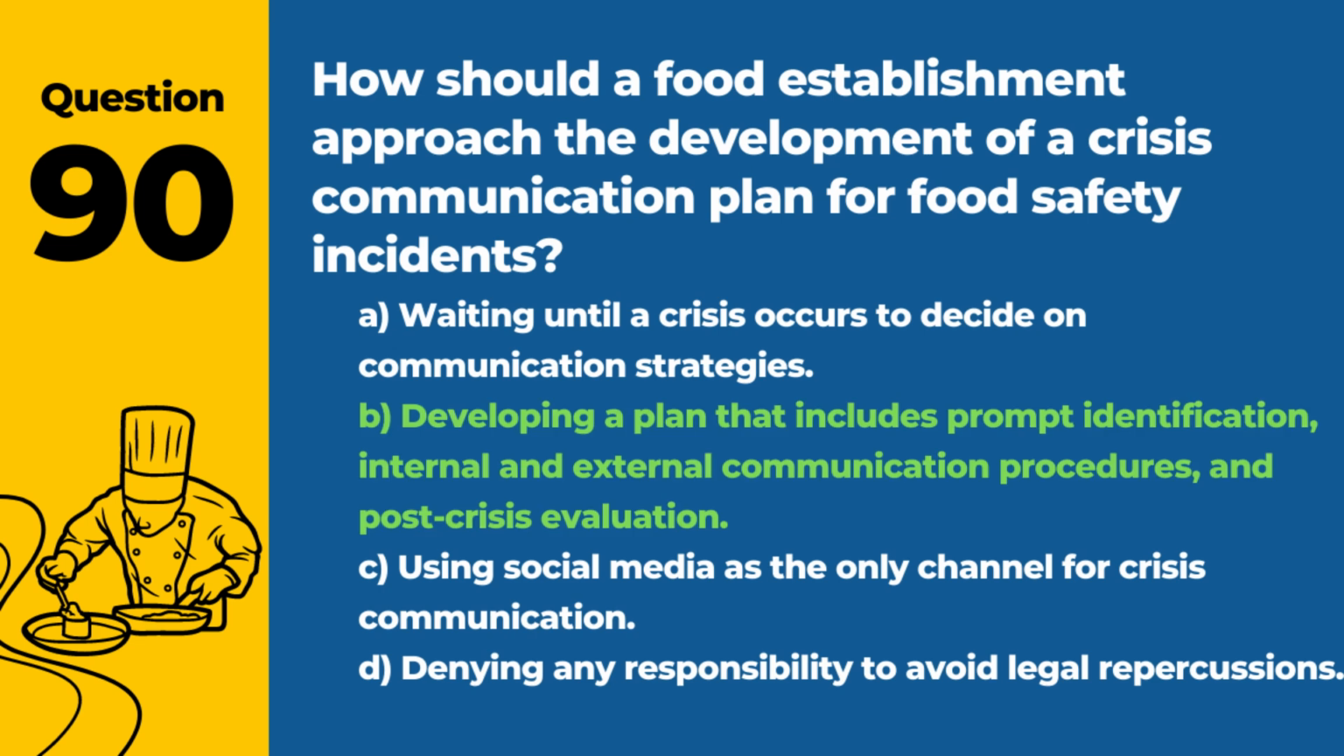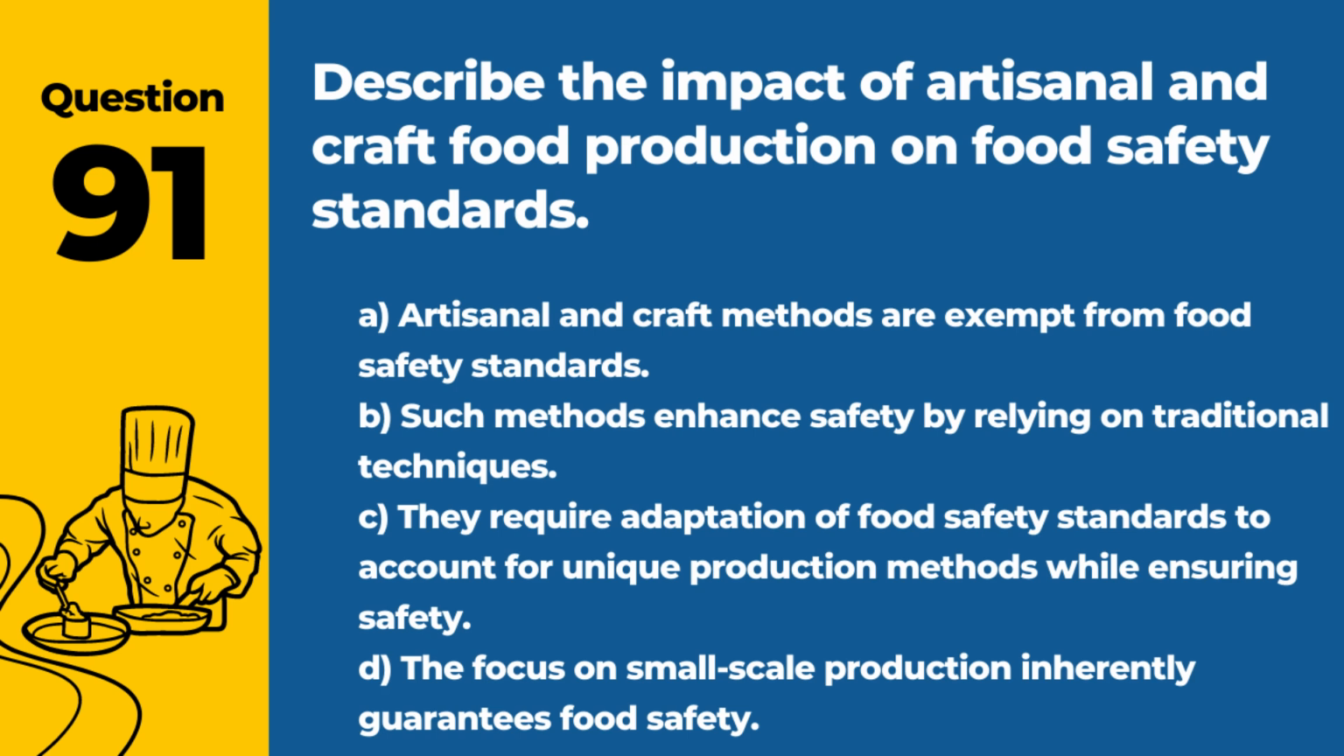Answer B. Developing a plan that includes prompt identification, internal and external communication procedures, and post-crisis evaluation. A proactive crisis communication plan is essential for effectively managing food safety incidents, maintaining public trust, and minimizing damage. Question 91. Describe the impact of artisanal and craft food production on food safety standards.